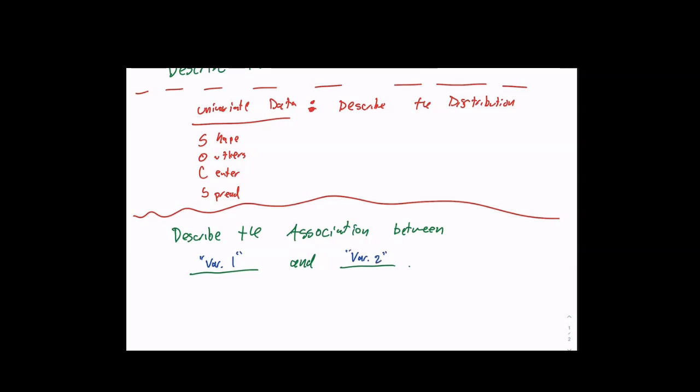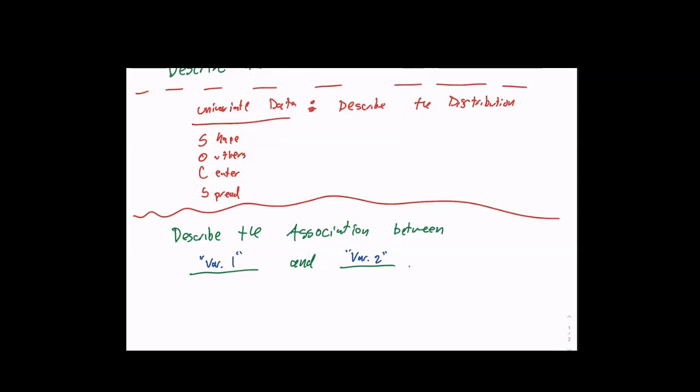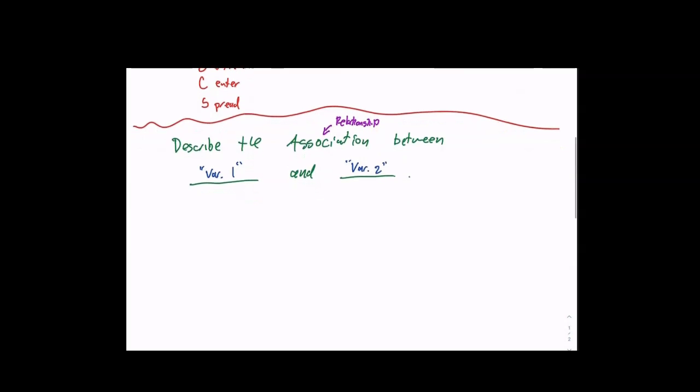Now you should also note that I substituted in a new word, and what was that word? Association. And so what does association mean? From the context of what I've been covering so far, what does association mean? The relationship. Exactly. So these two words for our purposes are interchangeable. The relationship between two variables, the association between two variables.